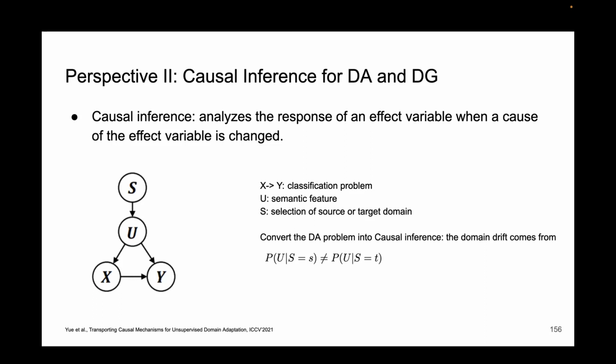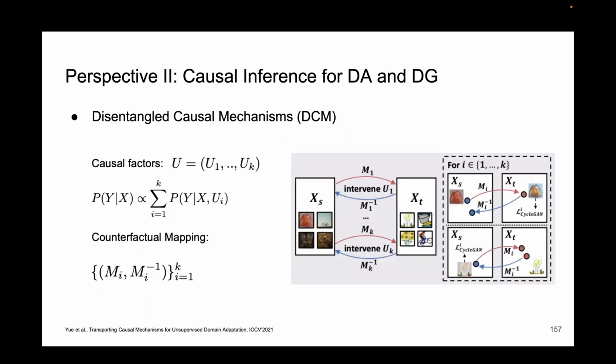In particular, the introduction of the domain selection variable S reveals that the fundamental reasons of the covariate shift and conditional shift are both due to the fact that the conditional likelihood, given S of the source domain or given S of the target domain, is actually shifted and appears to be different. Then how do Yue and their co-authors deal with this problem?